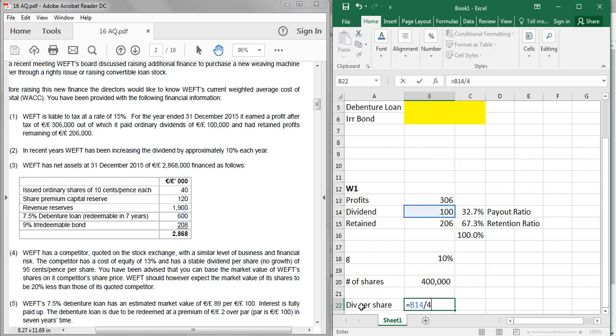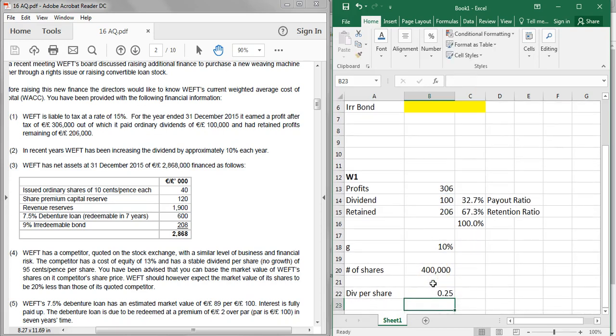So 100 divided by 400. Just be careful, that's 100,000. So just make sure you're dividing by the right one. It's 100,000 euros divided by 400,000 shares, which is 25 cents each. So your D0 there is 25 cents. We'll call that C0. Your D0 is 25 cents.